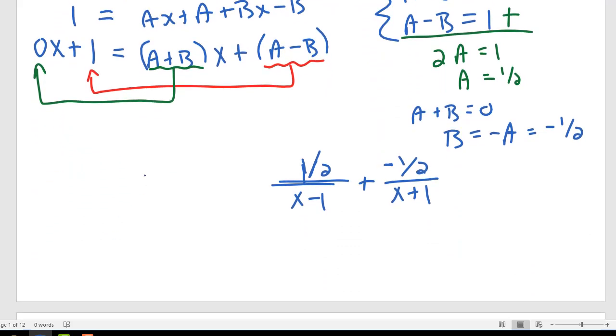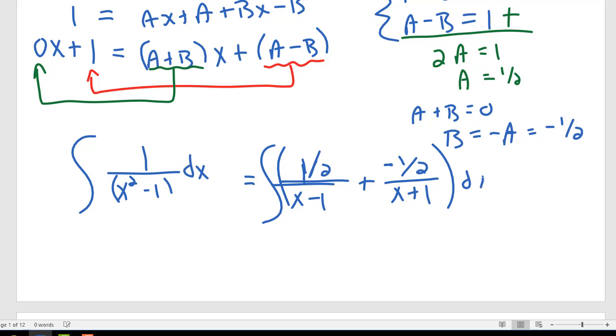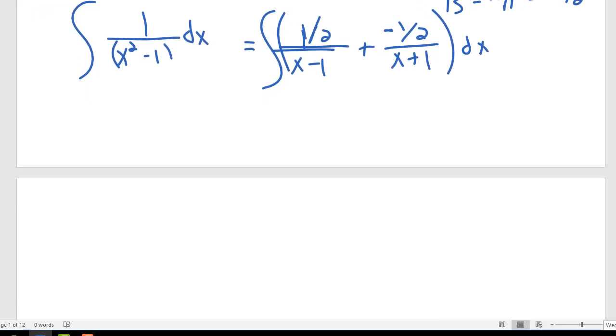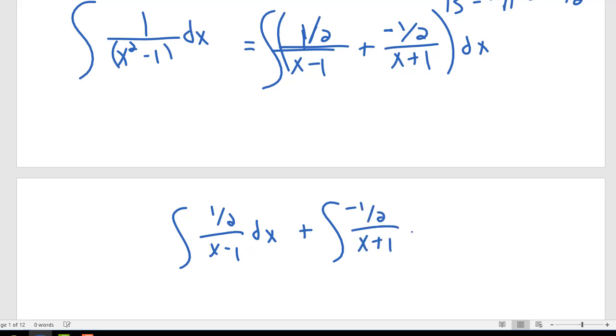So in other words, here's what we're looking at. We're saying the fraction 1 over x squared minus 1 equals this guy. Now, in reality, what we're doing is we're integrating. So we're saying the integral of this guy is really equal to the integral of all of this stuff. To keep in mind, when I integrate these fractions here, I'm going to split those two integrals into their own pieces. So I'm going to have the integral of 1/2 over x minus 1 dx, and then plus the integral of minus 1/2 over x plus 1 dx.